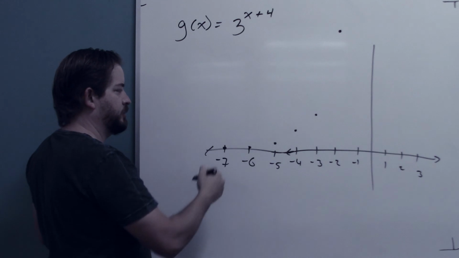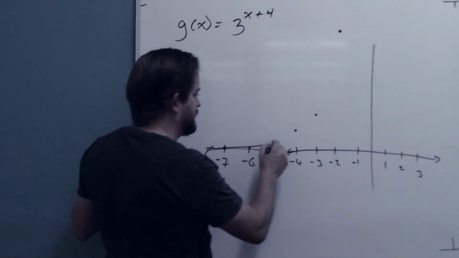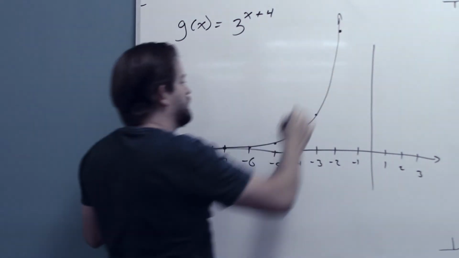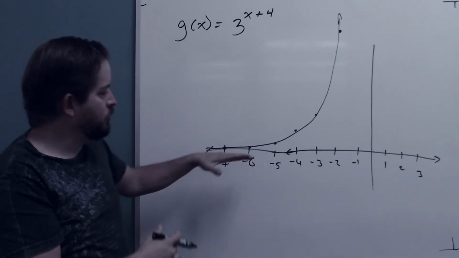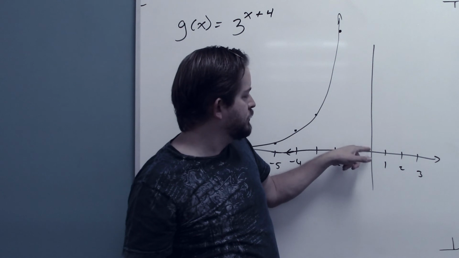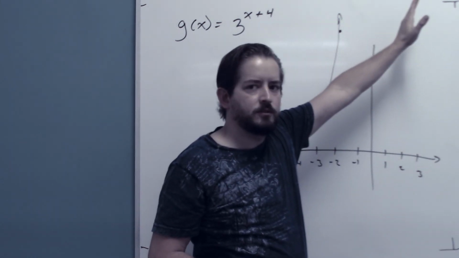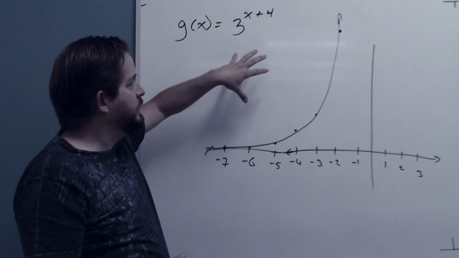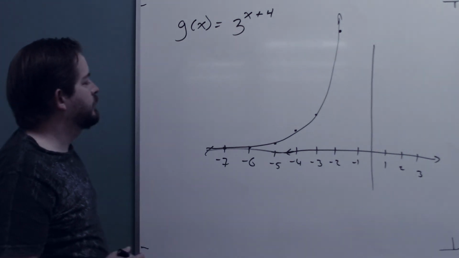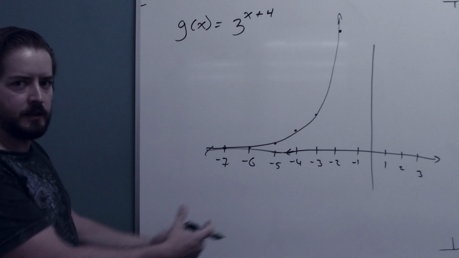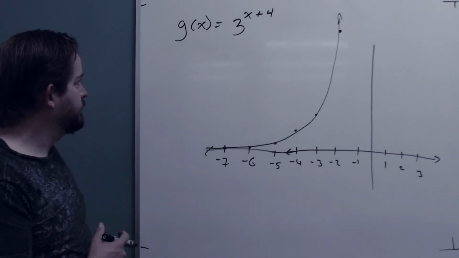I asymptotically approach there. But the point is that I still have this skyrocketing behavior, but it's essentially just been shifted to the left, right? Normally I would have something that crosses over 0, 1, and then increases over here. But it's all been dragged to the left by 4 places, right? And so we recognize that it's just the same thing, it's just been shifted to the left.